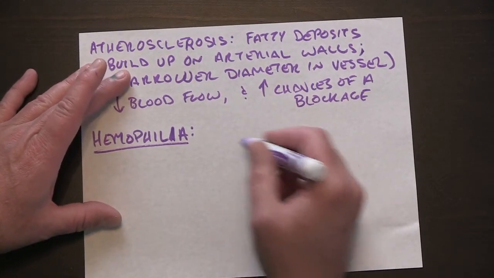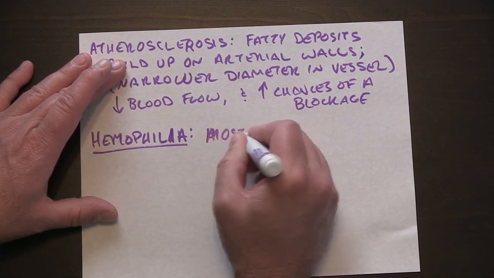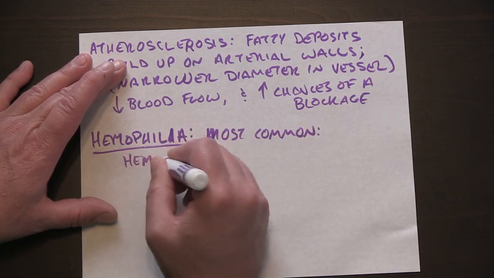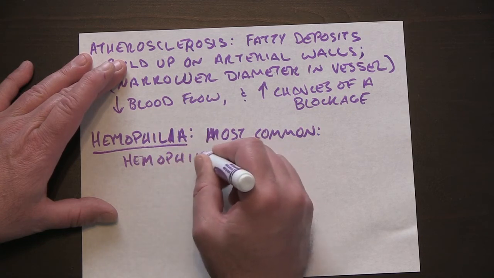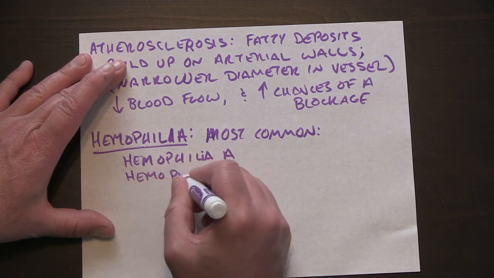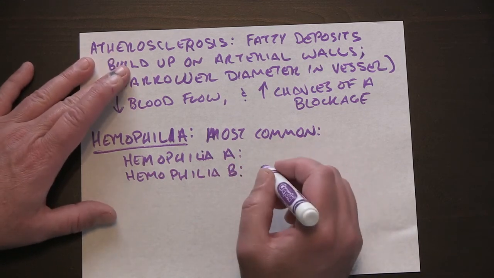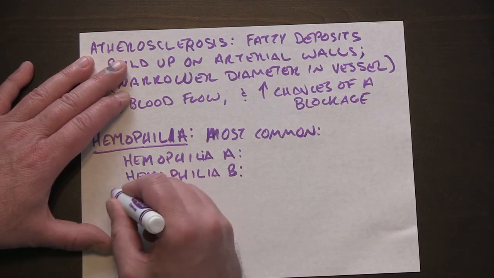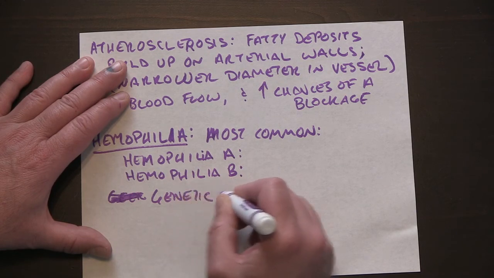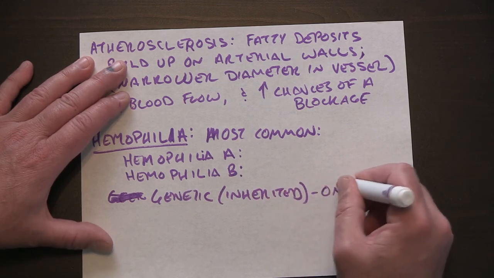So there's multiple types of this disorder. The most common are hemophilia A and hemophilia B. And these are both genetic, and they're associated with the X chromosome. So they're inherited, is basically what that means. And they're on the X chromosome.